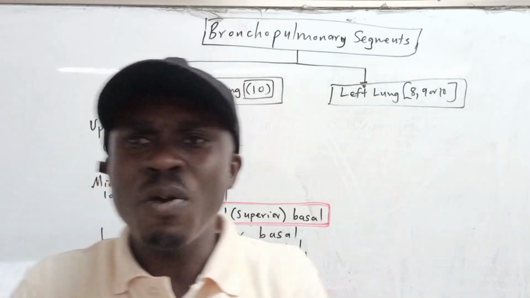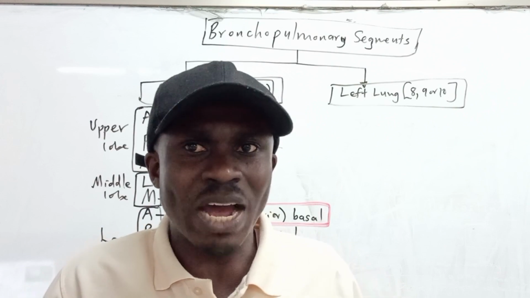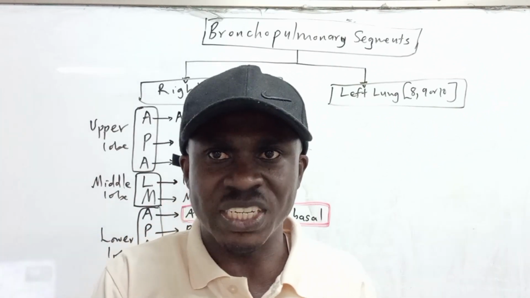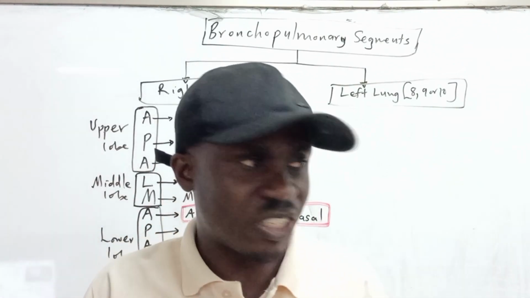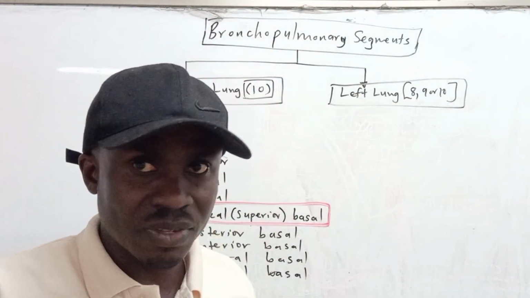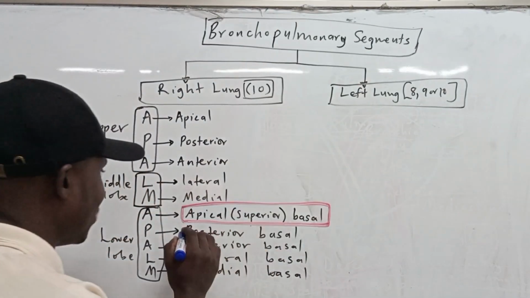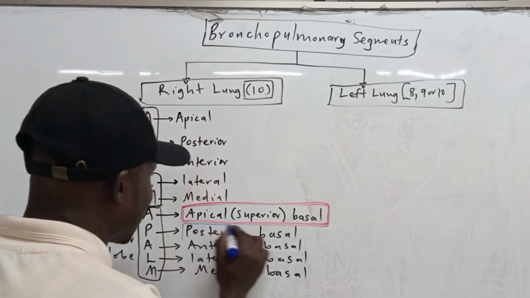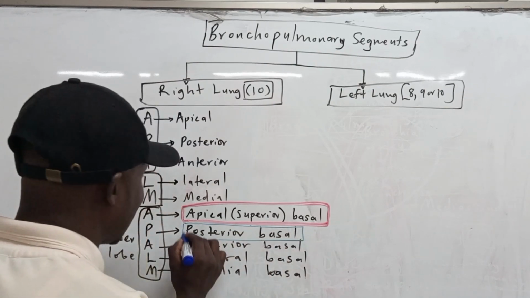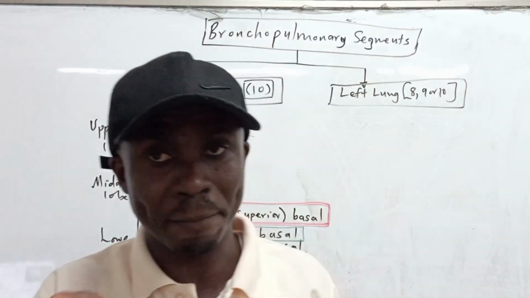Now my friends, how about in erect position? So right now I'm in erect position. I'm not lying down. I'm not in recumbent position. In erect position, my friends, the mantle leaves the apical or the superior basal. It goes to the next in command, which is the posterior basal bronchopulmonary segment, to the right side. I want you to know that.